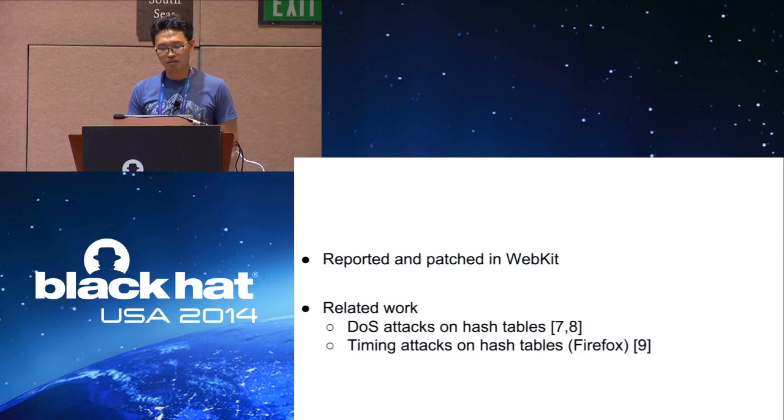If you follow up on hash table attacks, most of the attacks were about DoS attacks, because the hash function algorithms are deterministic. So you know how the hash table is filled up, and you can always trigger the worst cases. If you can always trigger the worst cases, it directly turns into a DoS attack. And on the Firefox side, there are similar attacks on hash tables as well.